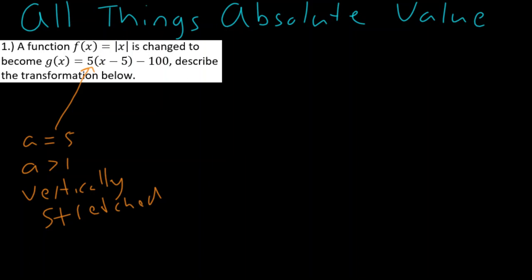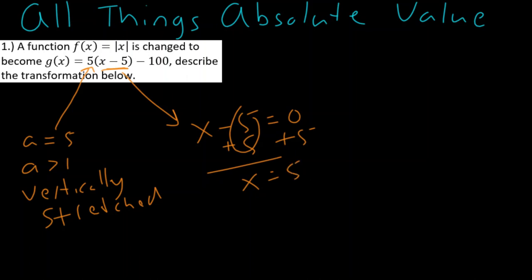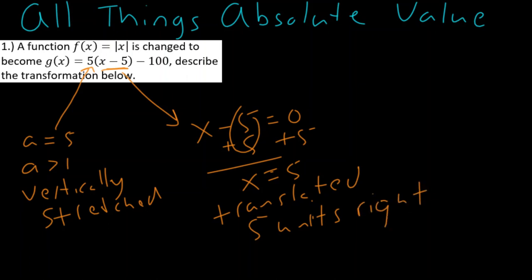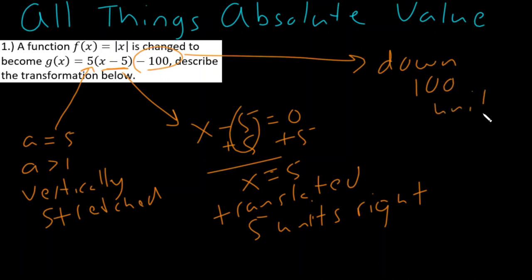Alright? Here, inside the parentheses, I see this x minus 5. Remember, I'll set that equal to 0. Can add 5 to both sides. And x is equal to 5. So what does that tell me? It tells me that we were translated 5 units. It's positive 5, so 5 units right. Lastly, this minus 100 is on the outside, so this tells us that we were translated down 100 units. Pause the video, finish taking any notes. Let's move on to example number 2.